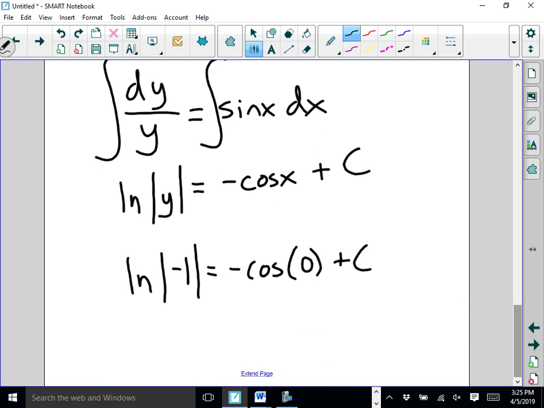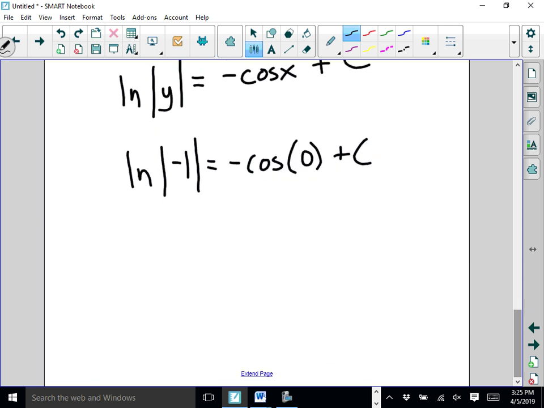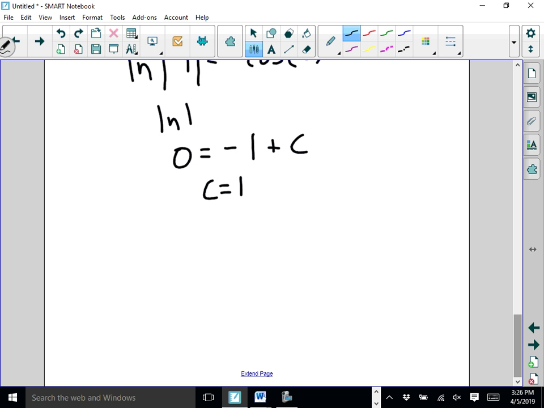Now, the absolute value of negative 1 is positive 1. And ln of positive 1 is equal to 0. Cosine of 0 is 1, so this becomes 0 equals negative 1 plus c. I add the 1 over and I get c equals 1. So c ended up being 1. So I'm going to plug this in, and I'm going to get ln absolute value y equals negative cosine x plus 1.